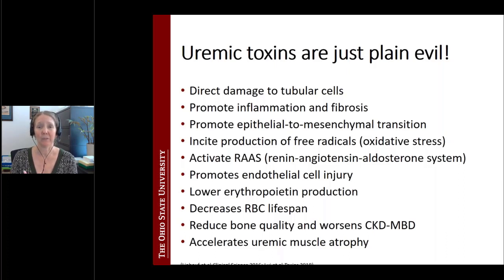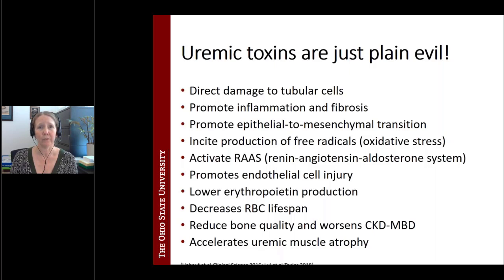And then activation of RAS, or the renin-angiotensin-aldosterone system. RAS is thought to be a detrimental mediator in kidney disease, so we definitely don't want to be activating that system, and uremic toxins have been shown to do that. And then from the standpoint of the well-being of your vasculature, uremic toxins can also promote endothelial injury. And we know that the vasculature in the diseased kidney is already pretty compromised, so that would not be a good thing for vascular health.